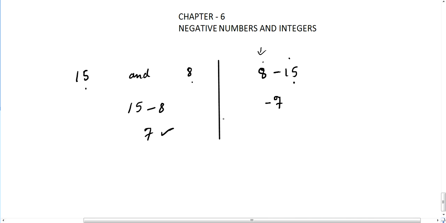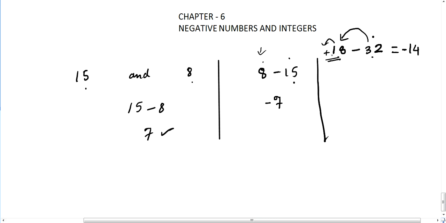So how to add and subtract? As I told you in the last video, if you are having 18 minus 32, in this example you are subtracting 32, a bigger number, from 18, which is a smaller number. So 32 minus 18 will give you 14, but you are subtracting bigger number from smaller, so you have to write minus 14.